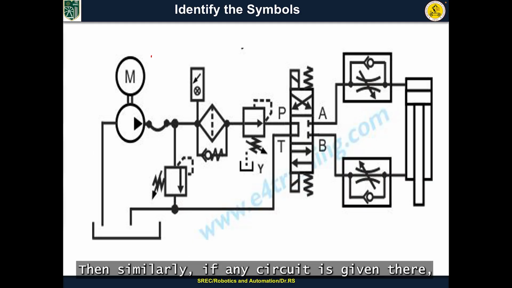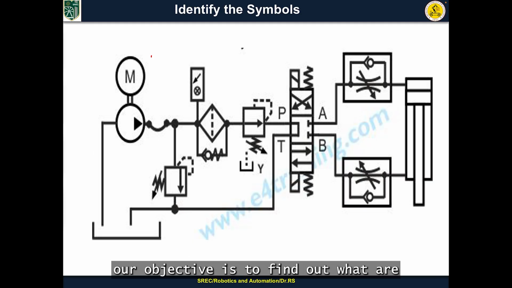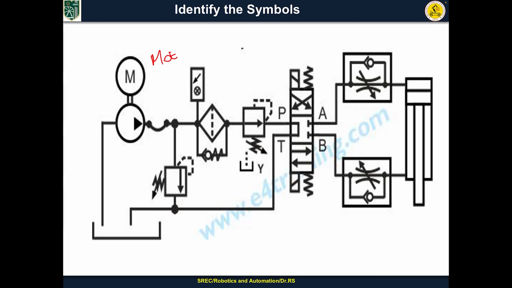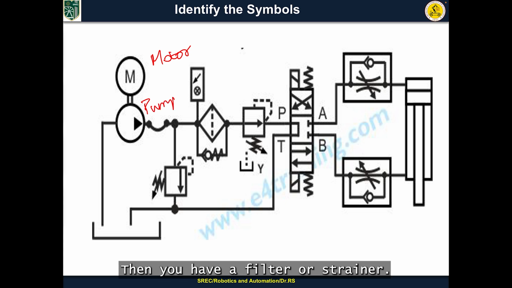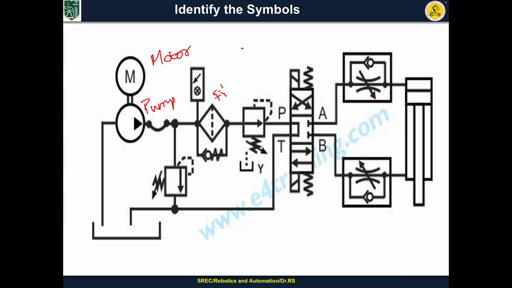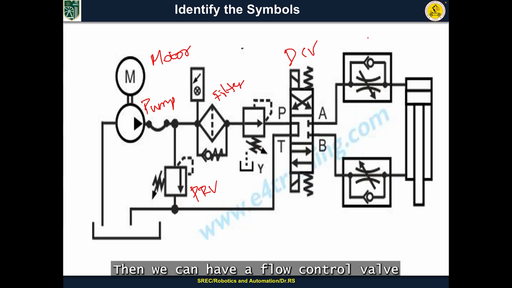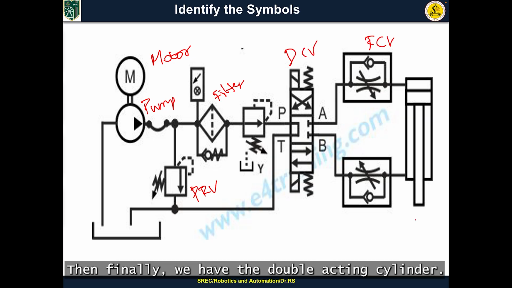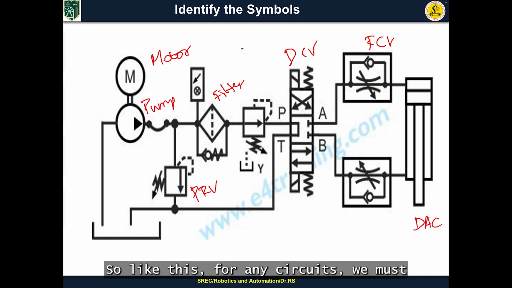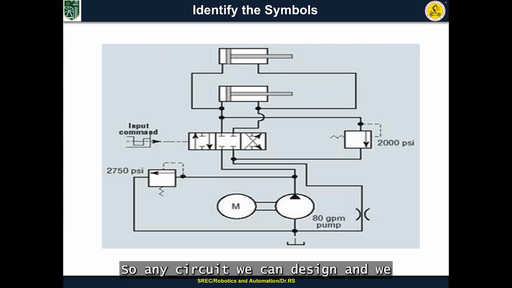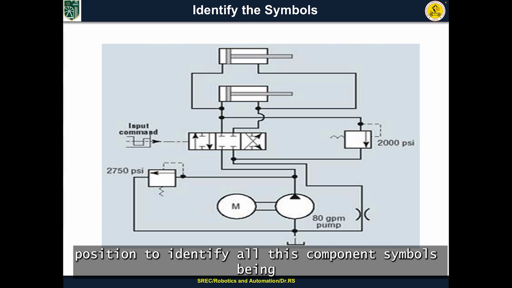Then similarly, if any circuit is given, our objective is to find out what are the symbols being used, and what is the purpose of each symbol. Here you can see that this one is a motor, then you have a pump, then you have a filter or strainer, then you can have a pressure relief valve, then you have an unloading valve, we can have a DCV, then we can have a flow control valve with the check valve, then finally we have the double acting cylinder. So like this, for any circuits, we must be in a position to identify the symbols being used. Any circuit we can design and develop, and we must be in a position to identify all the component symbols being used.